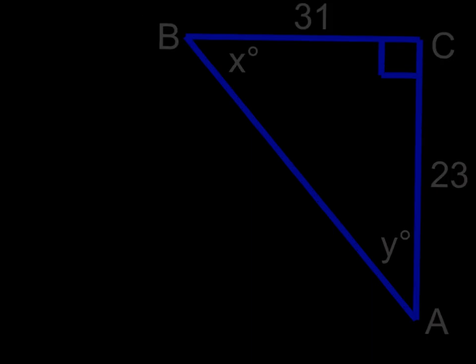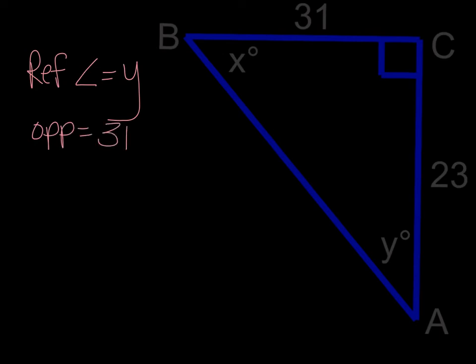Looking at the same problem, we're now going to look at our other reference angle, which we see here is y. So once again, I'm going to write down the information that I know. Reference angle equals y. The side opposite angle y, as you can see, is side BC. So I know opposite is equal to 31. And adjacent is AC, which is equal to 23.